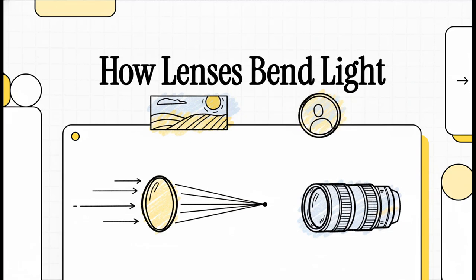Have you ever really stopped to wonder how a simple curved piece of glass can capture a massive landscape or a super detailed portrait? It really does feel like magic, but nope, it's all physics. So today, we're going to pull back the curtain on the lens. We're going to break down exactly how it bends light to create the images that shape our world. All right, let's get into it.